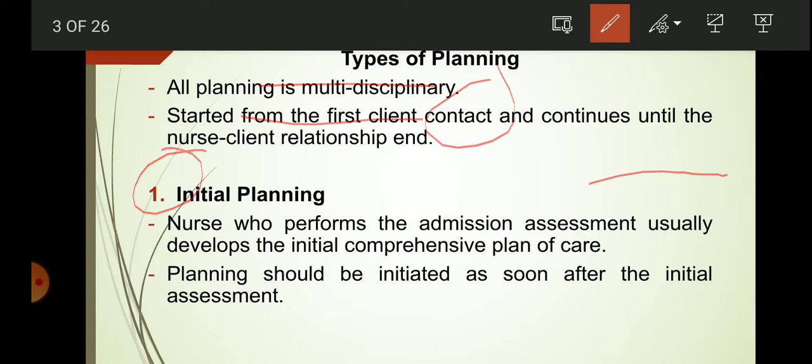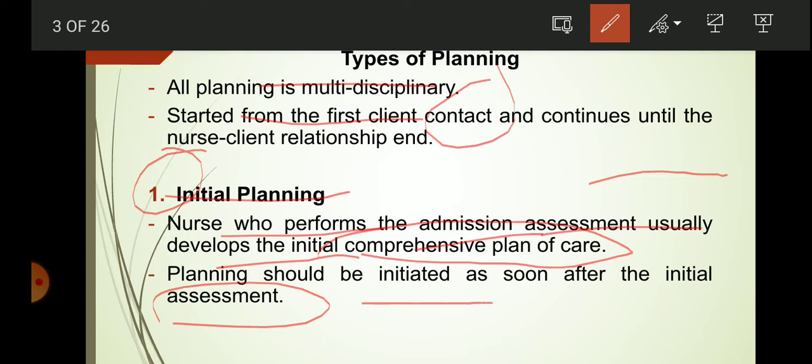The first one is initial planning. What is initial planning? The nurse who performs the admission assessment usually develops the initial comprehensive plan of care. Usually these are the nurses in the emergency room, since they are the ones who first encounter the patient's condition. They first assess the patient and gather significant data, both objective and subjective. They are the ones who formulate the initial comprehensive plan of care. Planning should be initiated as soon after the assessment.